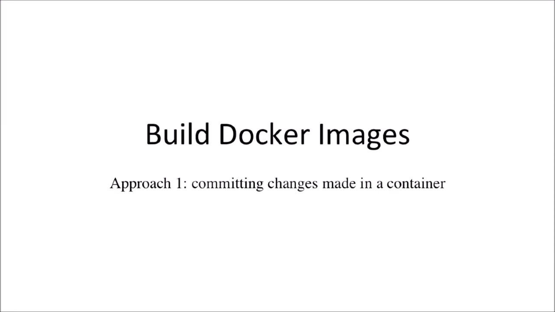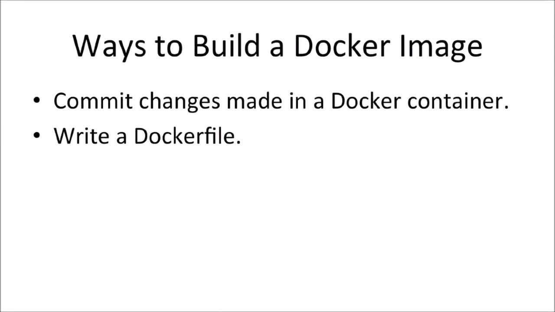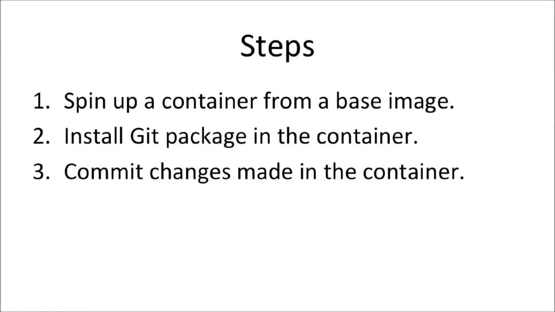In this lecture, we'll learn how to build Docker images. There are 2 ways to build a Docker image. We can either commit our change made in a container to make a new Docker image, or we can write a Dockerfile to build an image. In this lecture, we'll start looking at the first approach.